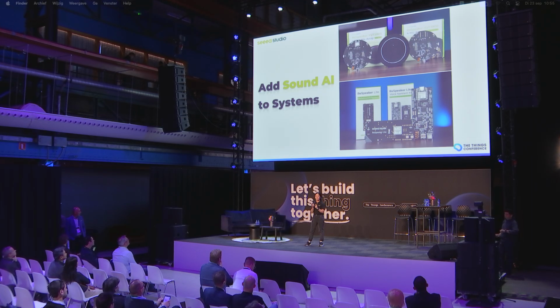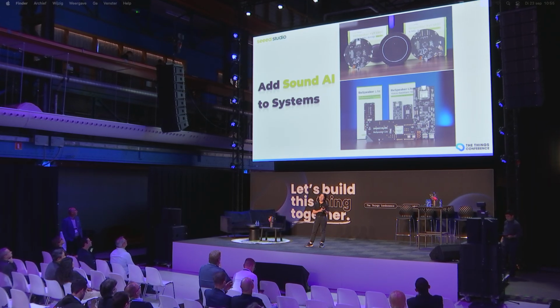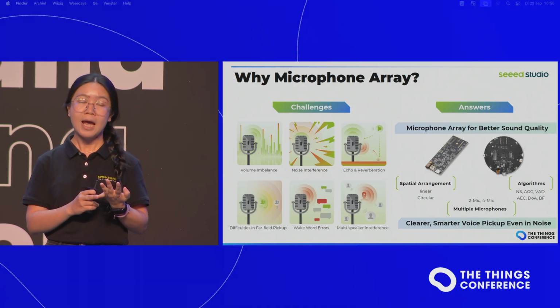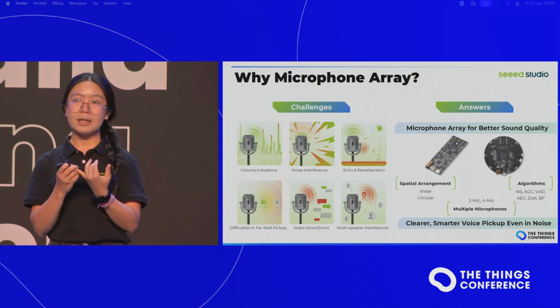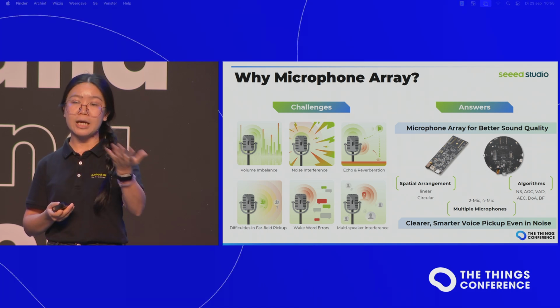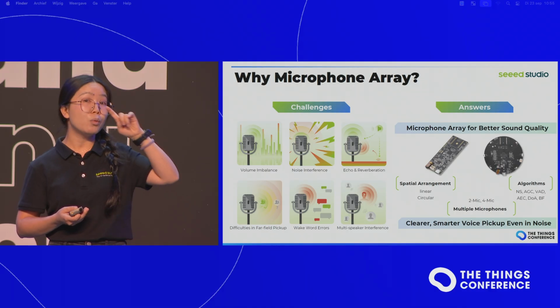Previously, I was talking about vision AI. Now, how about sound AI? Apart from vision, maybe you need different kinds of sound. If you want to add sound to your system, there are a lot of challenges. For example, it's too noisy and you couldn't get the right sound, or maybe there are echoes or other challenging environments in real world scenarios.